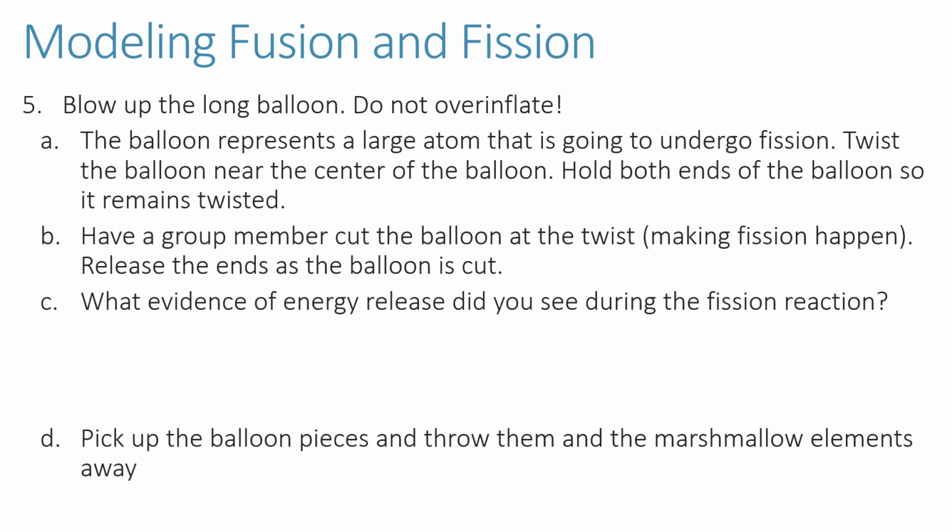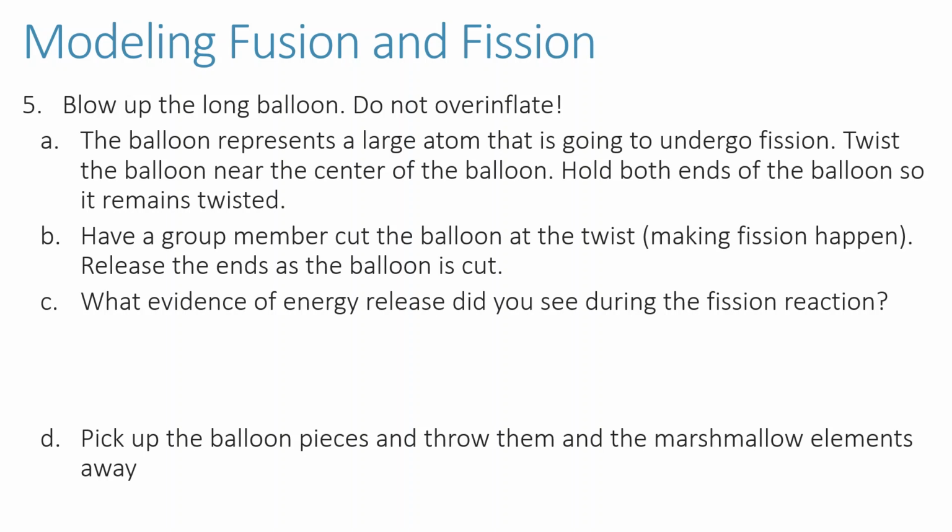So first you blew up the long balloon. This represents a large atom that is going to undergo fission. Twist near the center and hold both ends so it remains twisted. So you're going to have somebody cut the balloon at the twist. This is making fission happen. Release the ends as the balloon is cut.